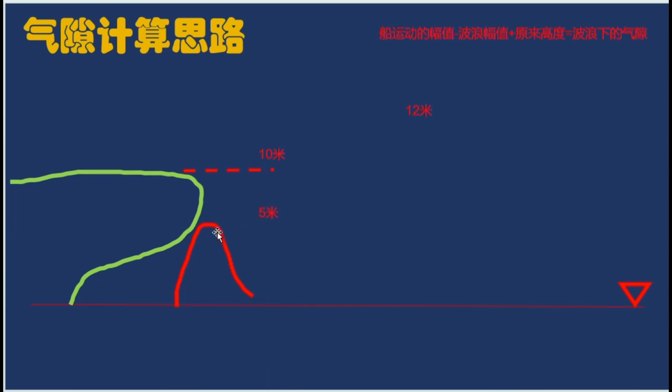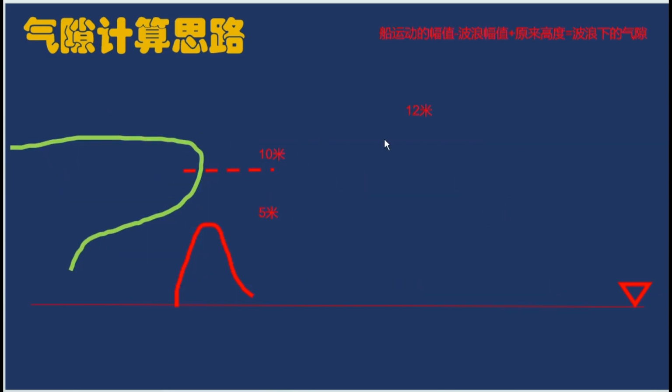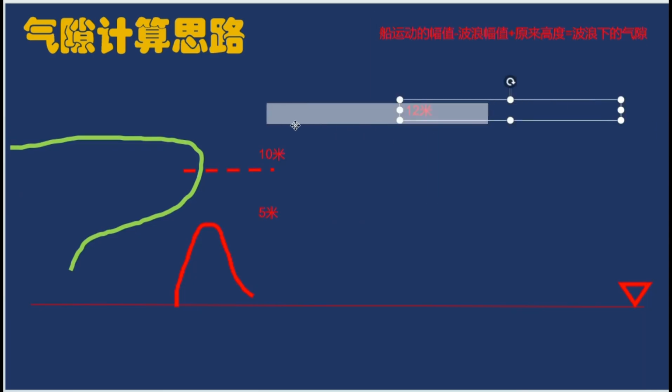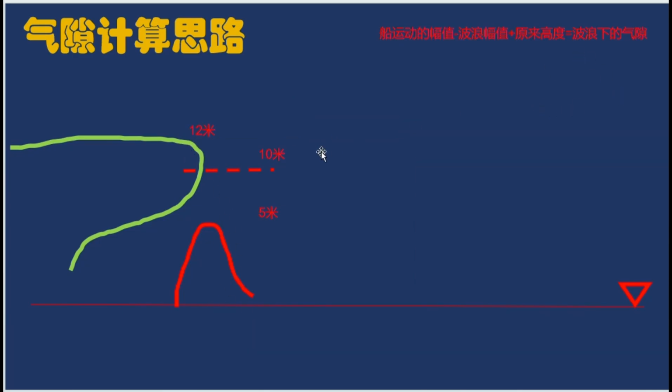But in reality, when the wave comes, the ship will move upward. For example, the ship moves up to here. So what about now? Let's say its height becomes 12 meters relative to its original position. Okay, so now, what is the air gap? That's 12 minus 5. The air gap is 7 meters.